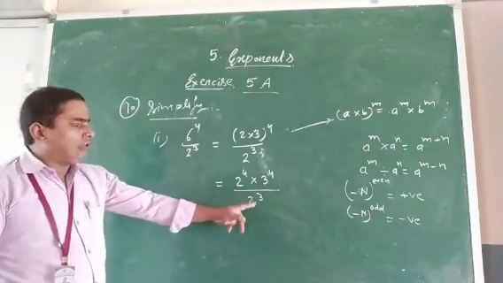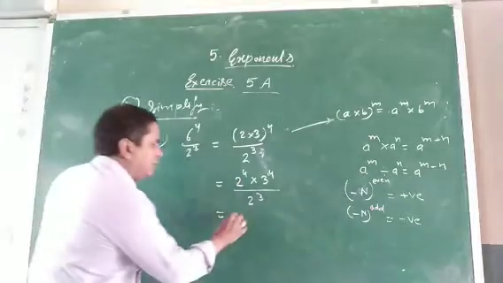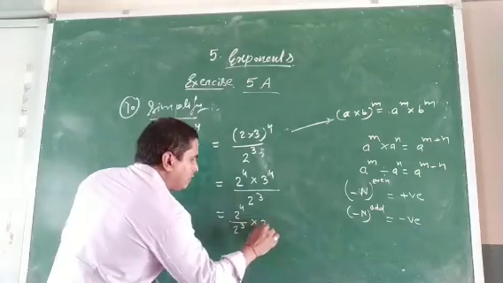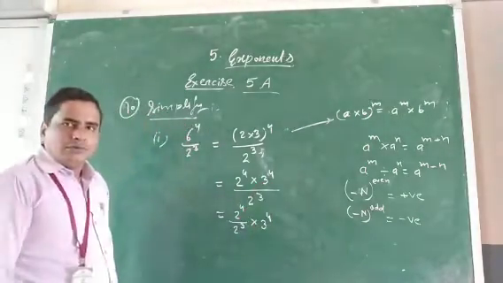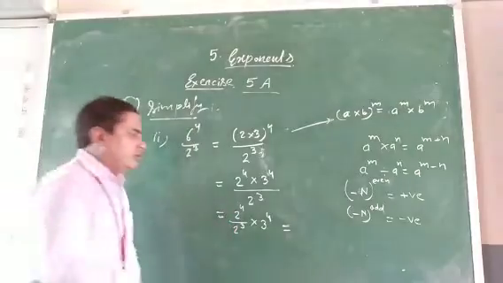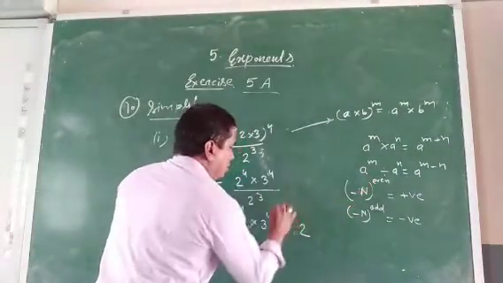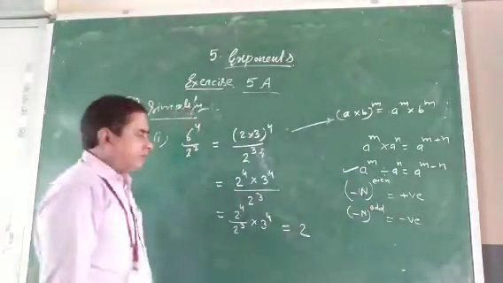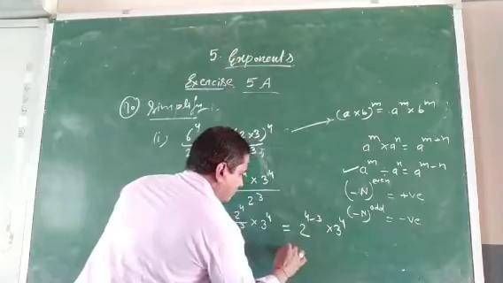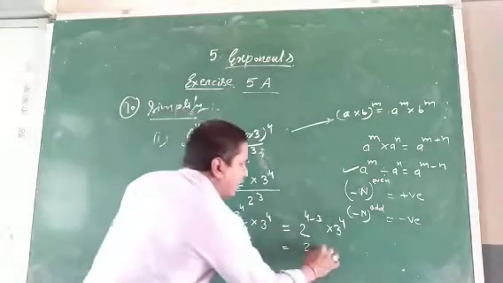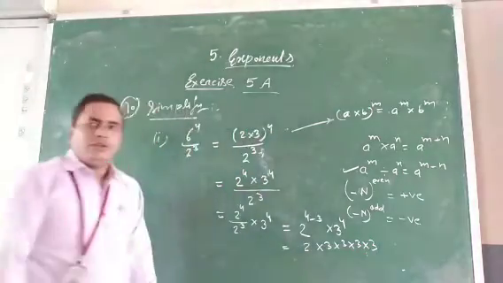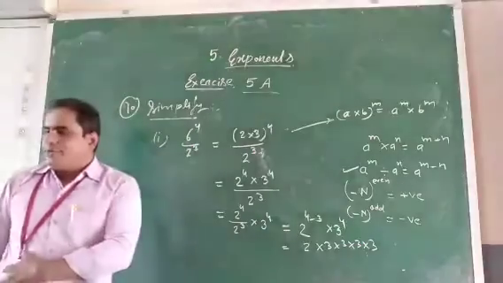Now what will you write? 2 to the power 4, 2 to the power 3. So you can write this as 2 to the power 4 upon 2 to the power 3 into 3 to the power 4. Now see here, 2 to the power 4 divided by 2 to the power 3. So you get, using this rule, 4 minus 3, into 3 to the power 4. So here 2 remains, and here 3 into 3 into 3 into 3.